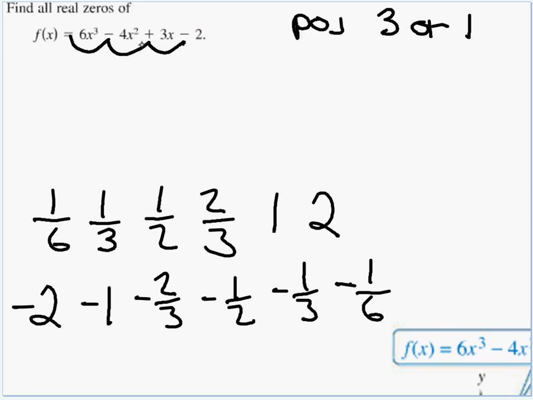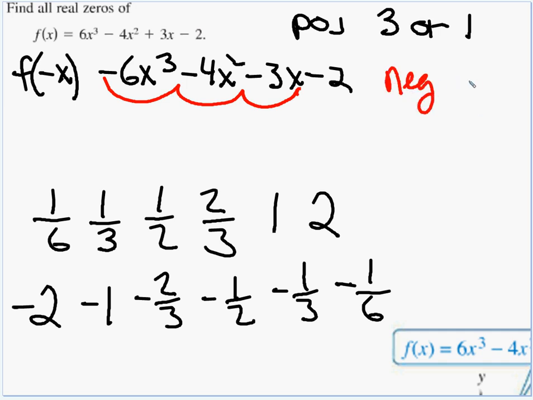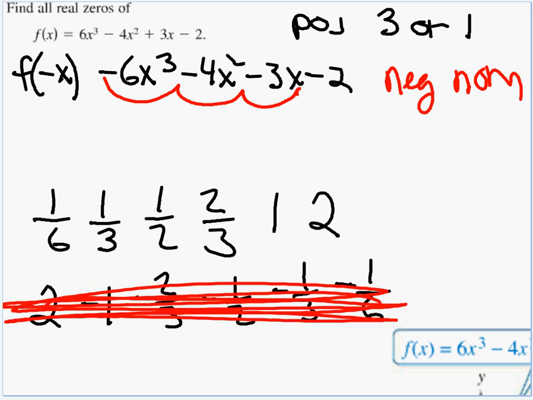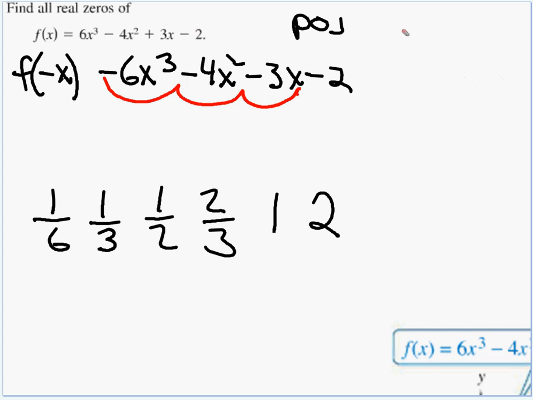Let's do our f of negative x. So the first one, it's an odd exponent, so the sign will change to a minus. Even exponent, that minus 4x squared stays. The 3x will change to a minus 3x, and then the minus 2. So here we have no sign changes. Negative to negative to negative to negative, no sign changes. So that means for the negative possibilities, there are none. Negative zeros, none. So down here on my list, I can scribble out all my negatives. We're not going to waste 1 second checking those with synthetic division because we know they're not going to work.